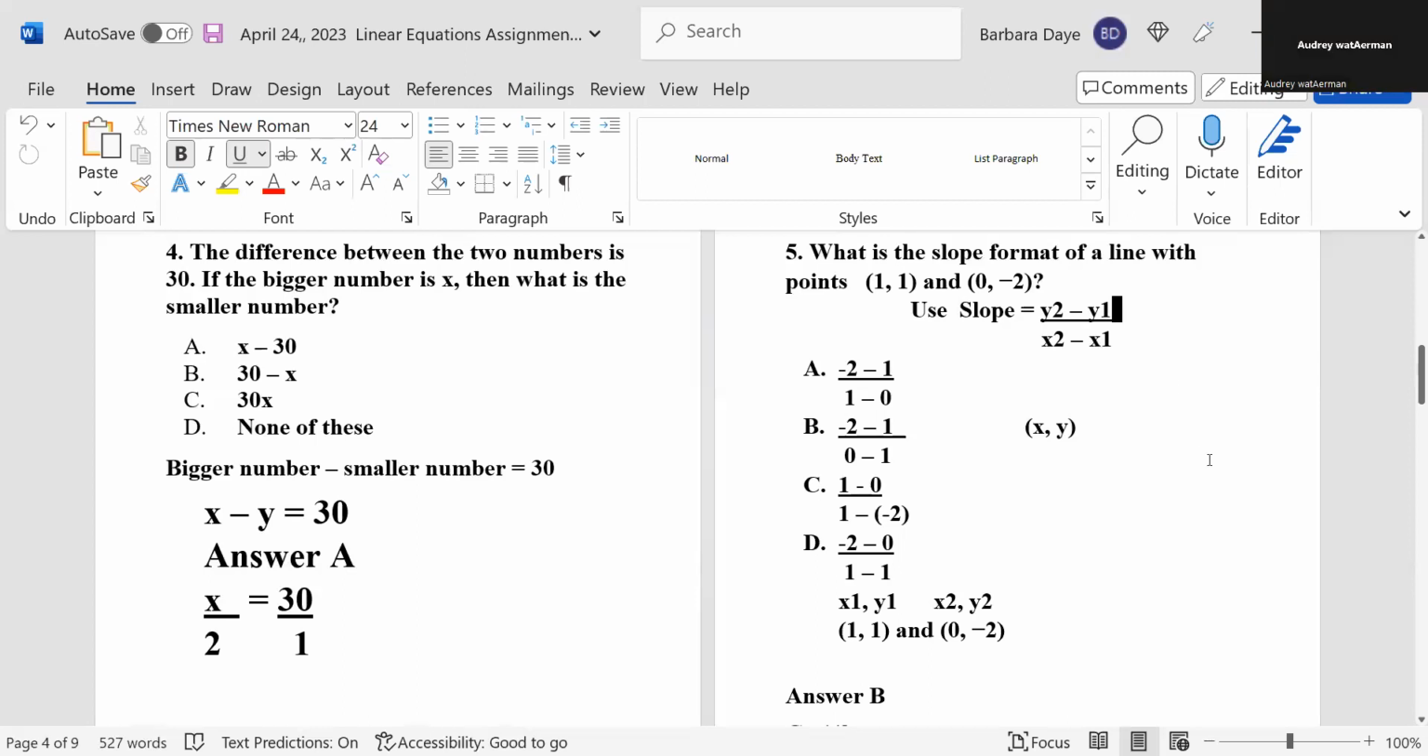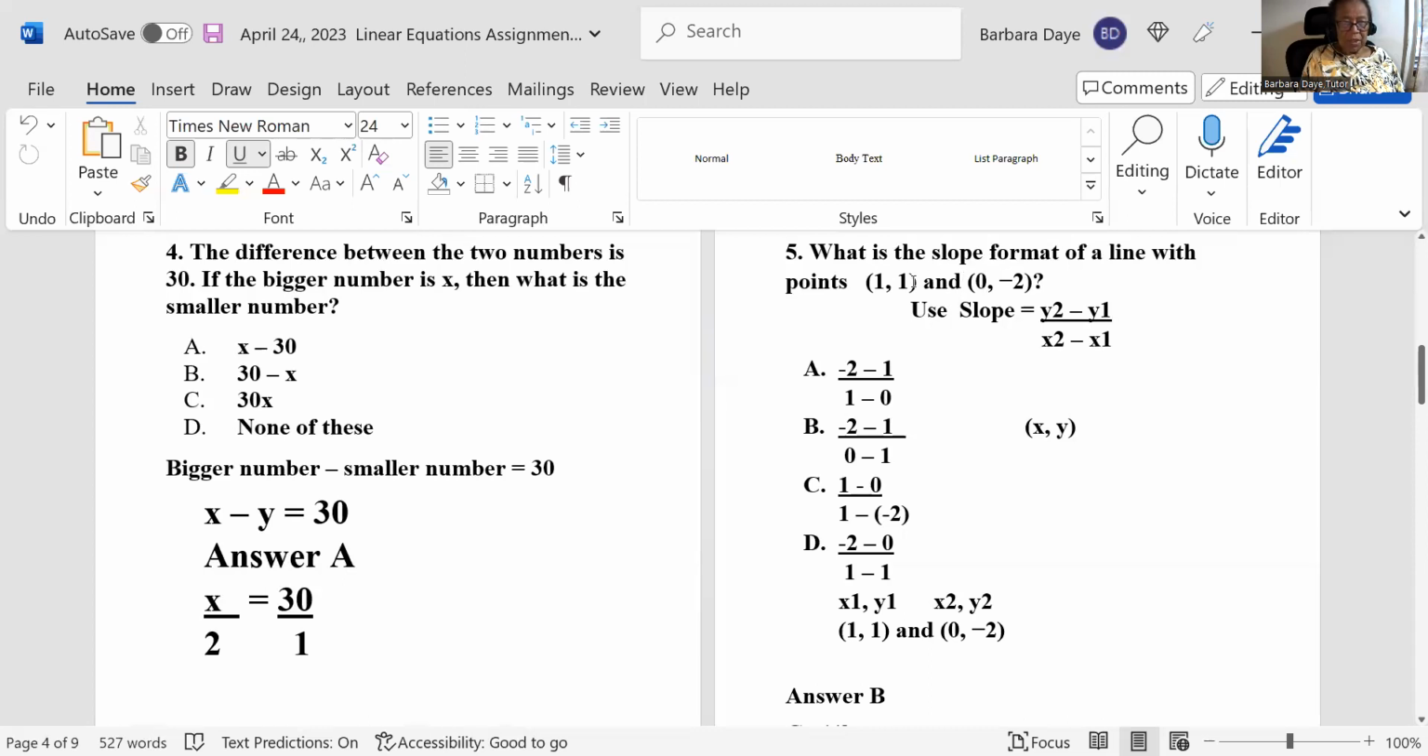Sorry, miss. I have to listen to the recording again. Okay, well, let's start here. I gave you the slope formula, right? This is the formula right here. Here are the points. You have 2 points on the line. One of them has X and Y values of 1 and 1. The other point is 0 and -2.